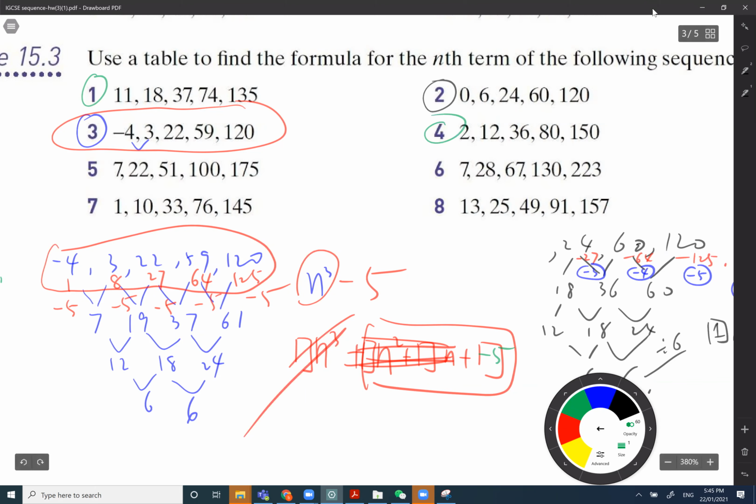Try number 4. Number 4. Find the difference. Of course, Rebecca and Ashley, your calculator can give you the formula without any working. But we don't learn that way now.